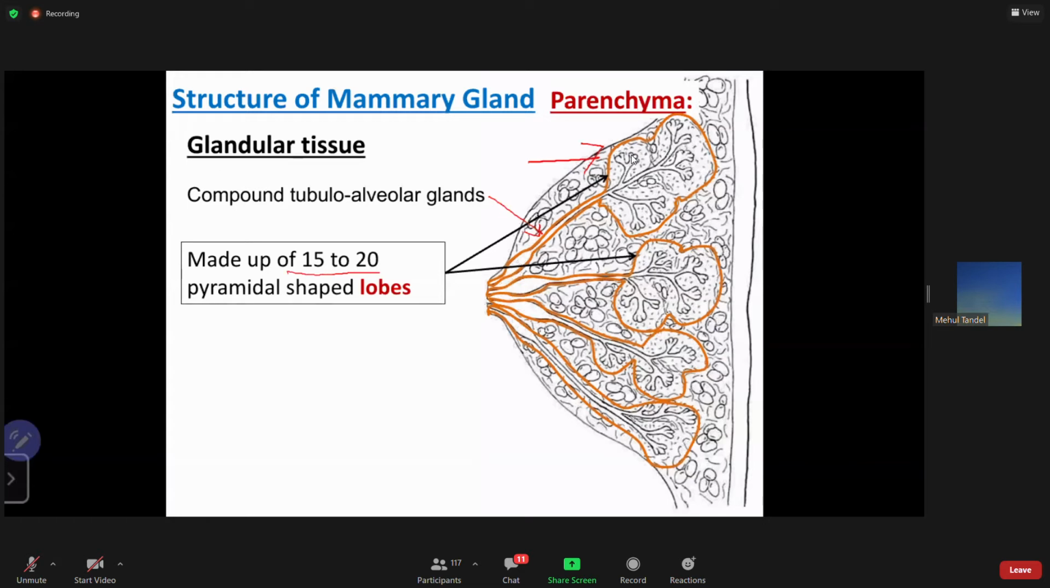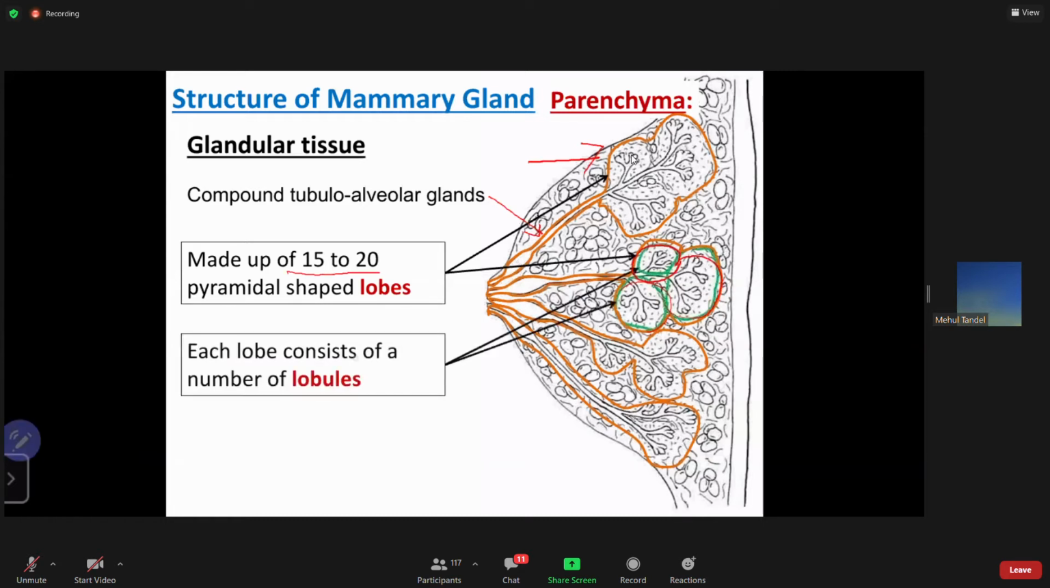Within each lobe there are smaller parts, which we call lobules. So each lobe consists of a number of lobules.